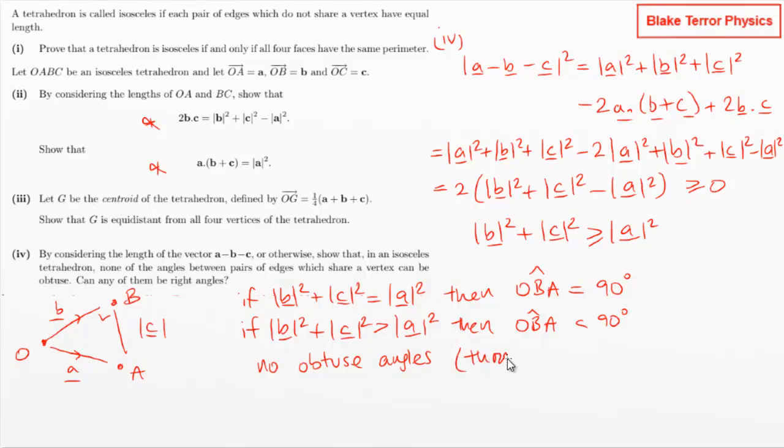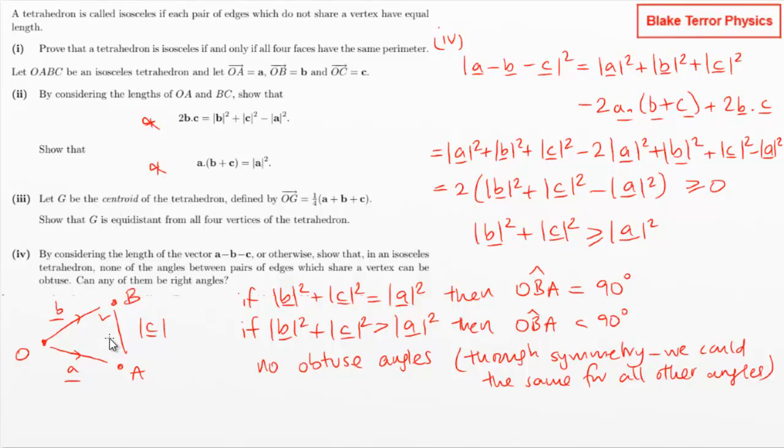So no obtuse angles through symmetry again. There's a lot of symmetry in this one, because we could do exactly the same for all other angles. Yeah, there's no difference here between a, b, and c. So that's ruled out obtuse angles.